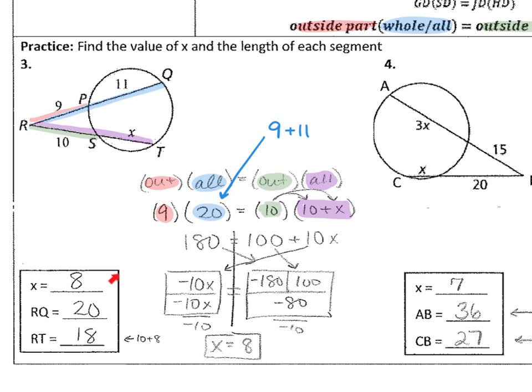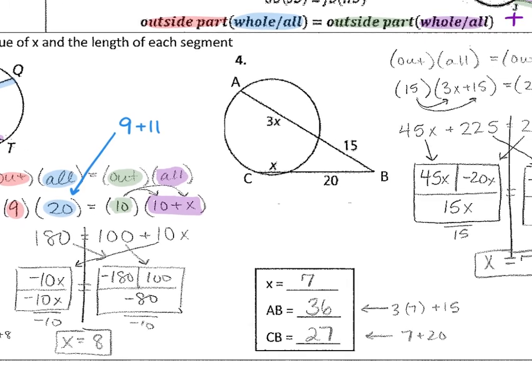Then it asks me for the segments again. What is the length of RQ? Well, RQ is this whole thing, or all of it. What did we say all of it was? 20. For RT, because the whole thing was 10 plus x, I then have to use my x value in here, so it's 10 plus 8 to get 18. Do we follow along? Okay.